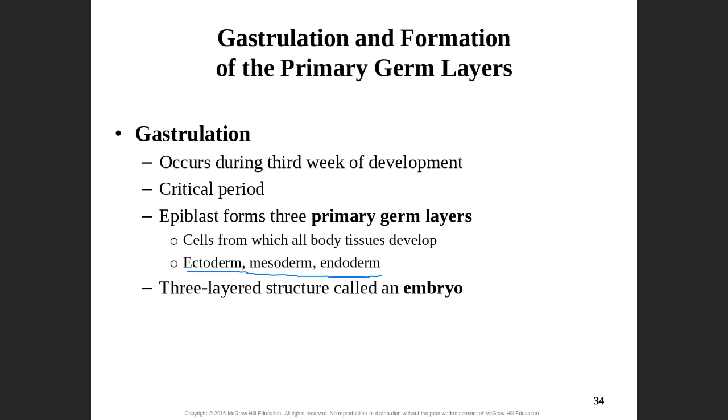So don't forget, when we talk about all the tissues of the body, we're referring to all the epithelium, all the connective tissue, all the muscle tissue, and all of the nervous tissue, which are going to come from these three layers. When we have these three layers, then we can officially call our developing structure an embryo. You officially give it the name of embryo.